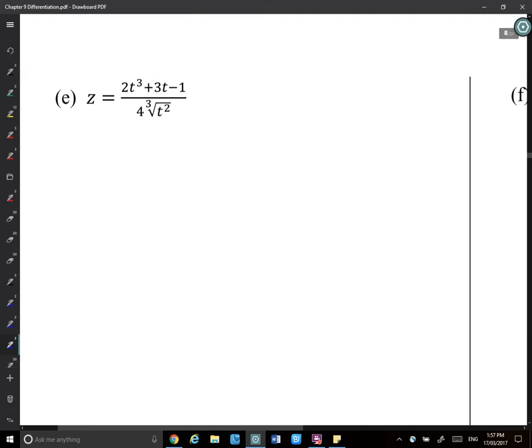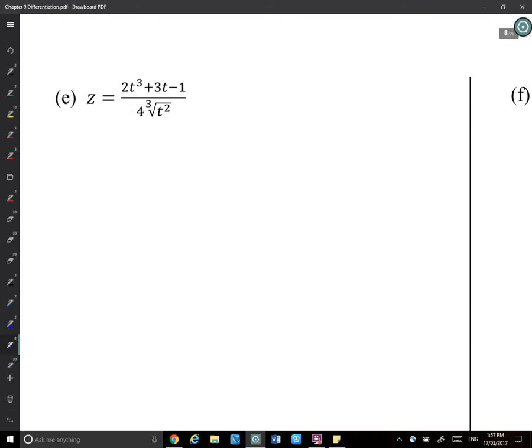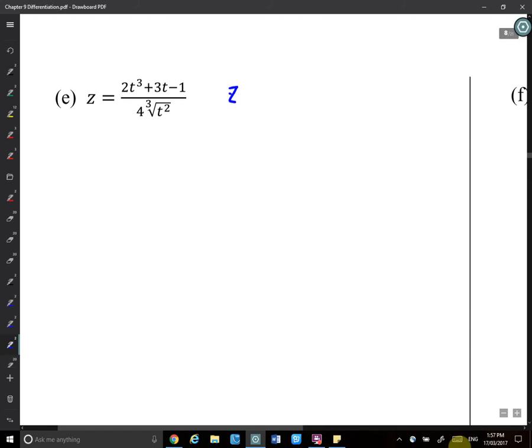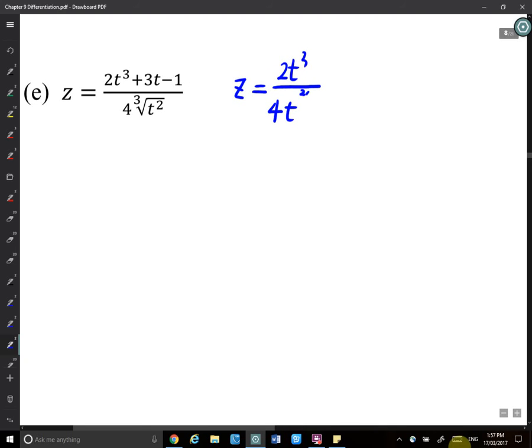Okay, so for this one, what you can do is f(x) over g(x). As I said, you can't differentiate them separately and then divide the answer. So you need to rewrite that. That will be 2t over 3 over 4t to the power of 2 on 3. The bottom is t to the power of 2 on 3. And plus 3t over 4t to the power of 2 on 3. And minus 1 over 4t to the power of 2 on 3.